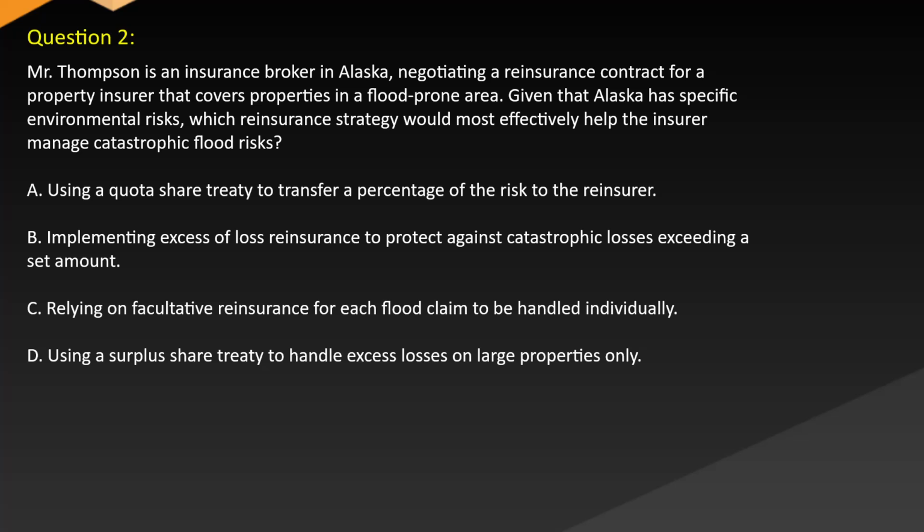A. Using a quota share treaty to transfer a percentage of the risk to the reinsurer. B. Implementing excess of loss reinsurance to protect against catastrophic losses exceeding a set amount. C. Relying on facultative reinsurance for each flood claim to be handled individually. D. Using a surplus share treaty to handle excess losses on large properties only.